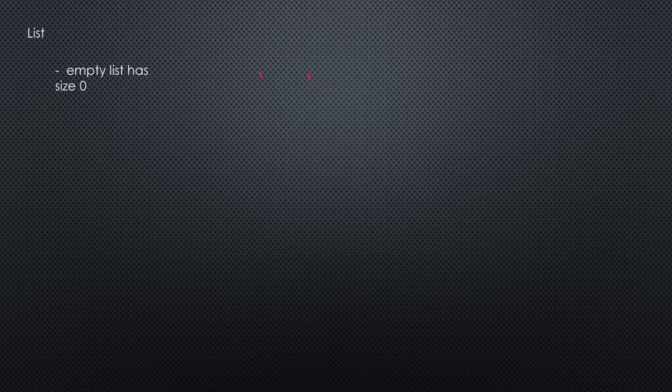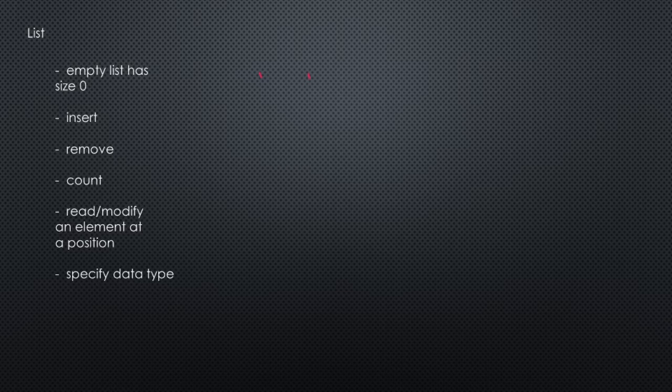Then I can insert an element into the list, and I can insert an element into any position in the list. I can remove an element from the list. I can count elements in the list. And I should be able to read or modify an element at a particular position in the list. I should be able to specify the data type in the list. I should be able to define the data type when creating the list, whether it is a list of integers or strings or floats or whatever.